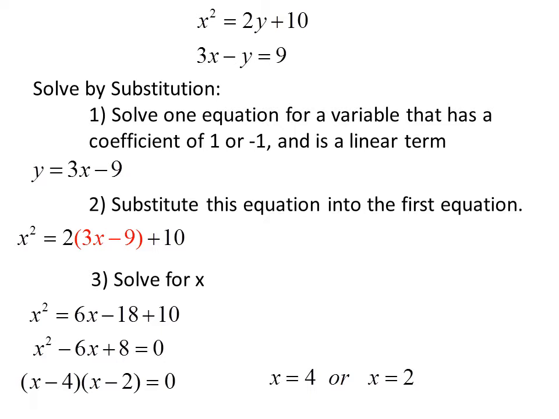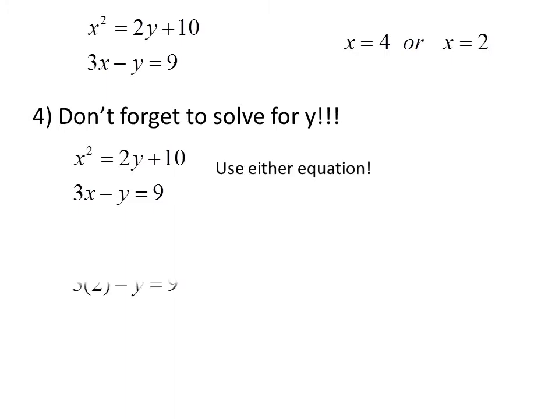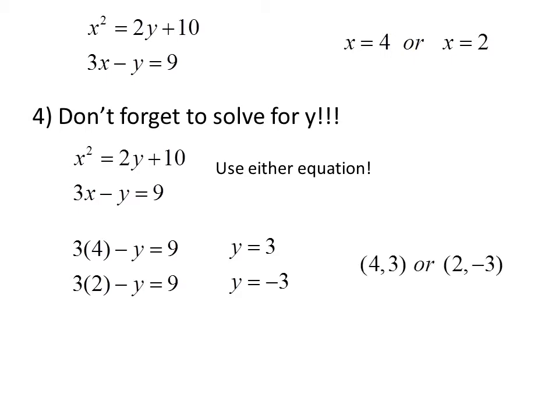But don't forget this next step, because this is the step that kids forget. You now have to go back in and solve for y, right? So the fact that you have 2 x's is great, but remember you also have 2 y variables that you need to solve for. So you can pick either equation. I tend to pick the simpler of the 2. So I'm going to plug 4 in for x and solve this one, and then I'm going to plug 2 in for x and solve for y. So I get y equals 3 and y equals -3. So my solutions are 4, 3 or 2, -3. Same solutions we got with graphing.